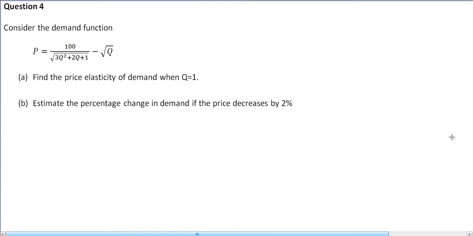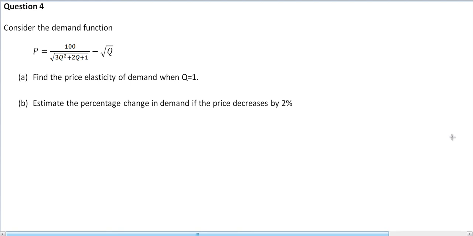Okay, so the final question in the video is this question, and it's about elasticity. Now, the function given here might be a bit trickier than what you might see in a tutorial or even in an exam paper, but there's no harm in doing trickier questions, because if you can get through this question, a simpler question shouldn't be as bad at all. So we have this demand function here, P equals that expression. And what we're asked to find is the price elasticity of demand when Q equals 1.